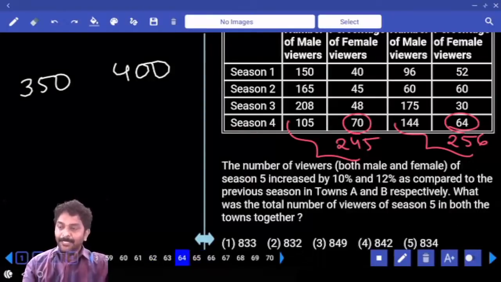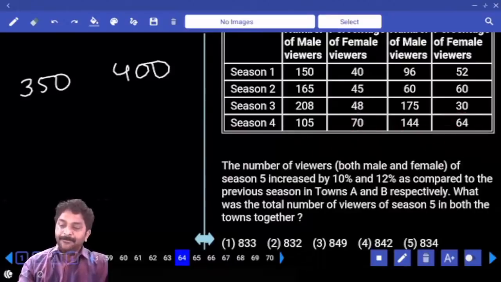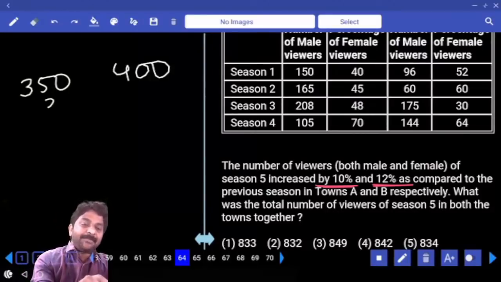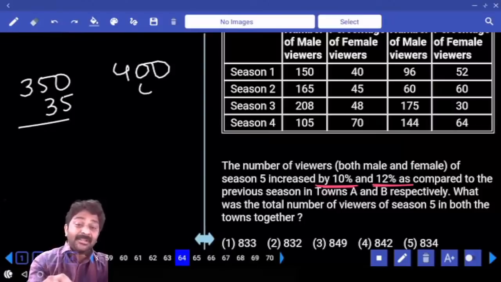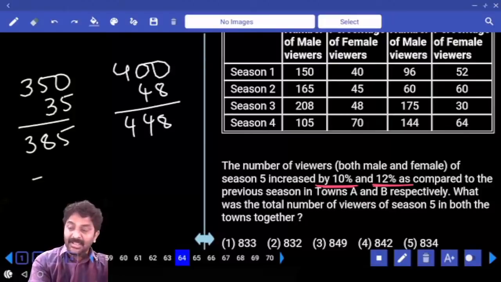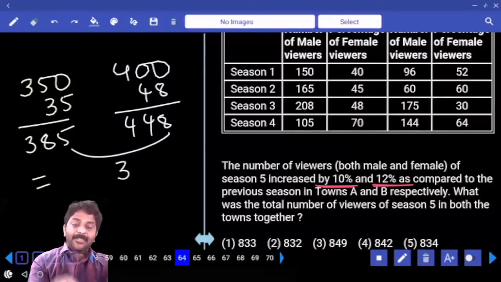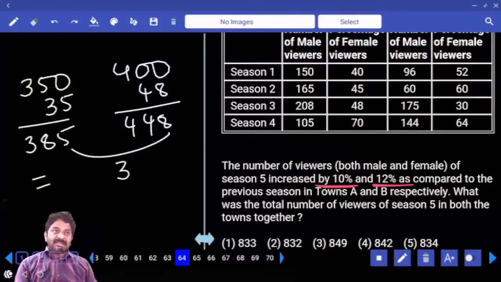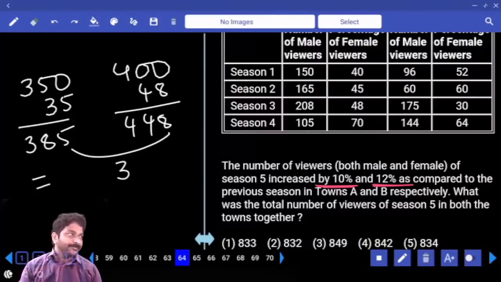Right. Now in season 5, the increase in percentage with respect to town A and town B is 10% and 12%. 10% of 350 is 35. 12% of 400 is 48. So it is 448 and this is 385. The answer must end with 3 only. 5 plus 8, last digit verification. The answer must end with 3. First option.